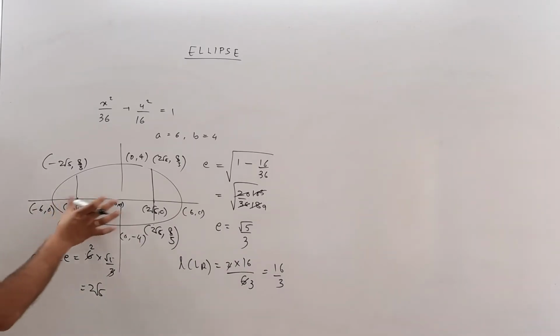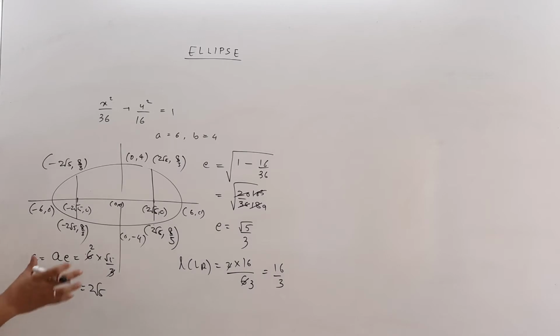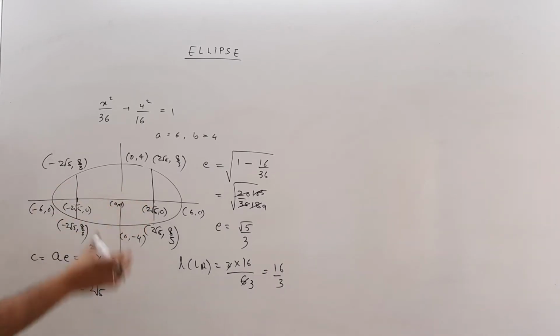So distance between these two foci is called a focal length. The focal length is going to be 4 root 5. So this is 2 root 5 and this is 2 root 5. Overall it is 4 root 5.